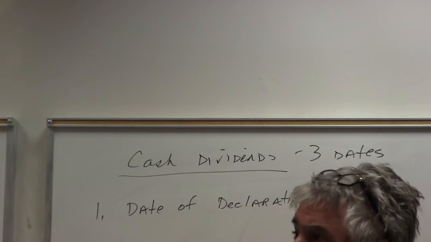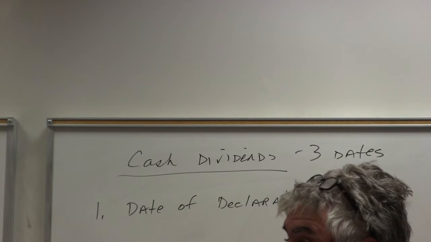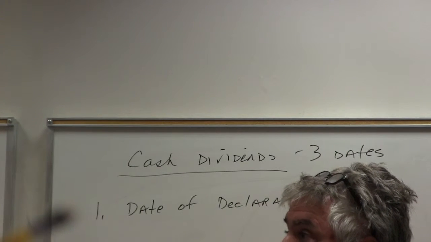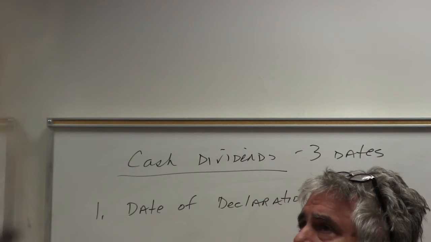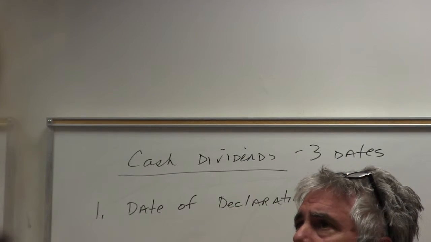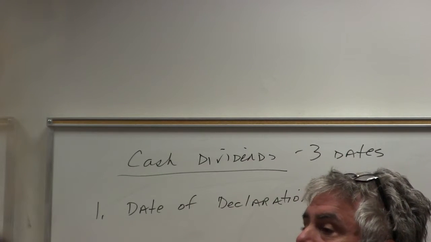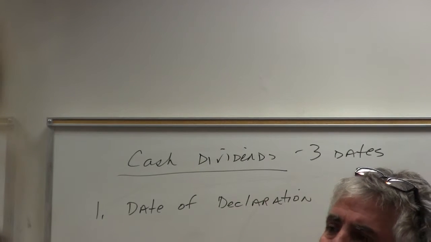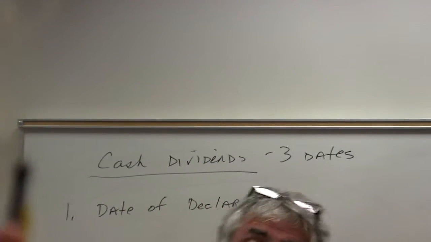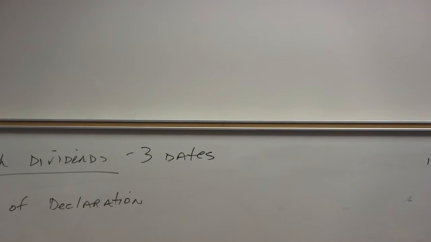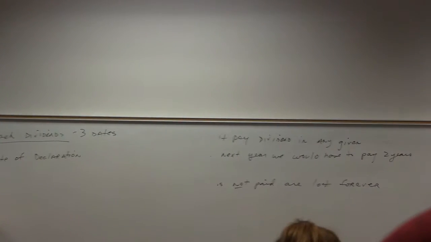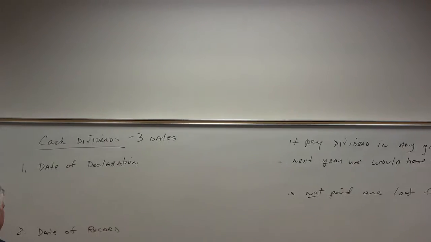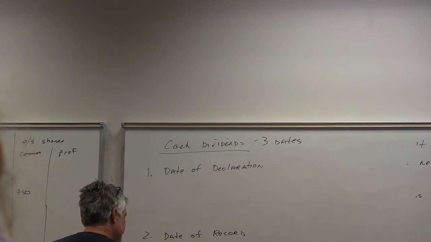And it's going to take us a while to get the checks out, right? I mean, we have to write these checks and mail them out, right? So we're going to pay 10 cents per share on December 1st. Well, who gets that dividend? Whoever owns the shares on the date of record. So there are 3 dates: the date of declaration, the date of record, and the date of payment.